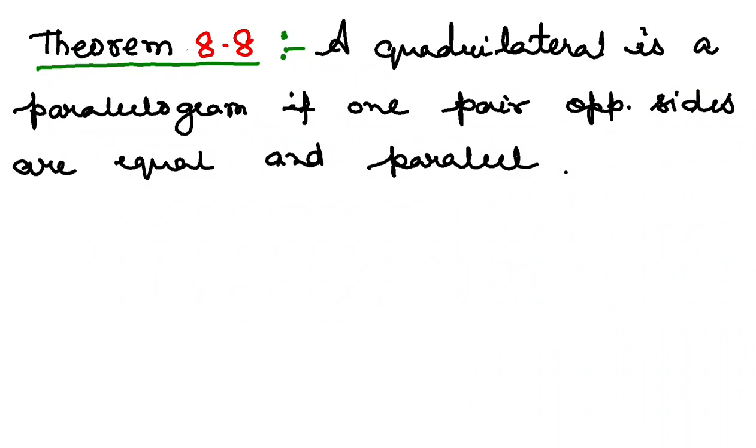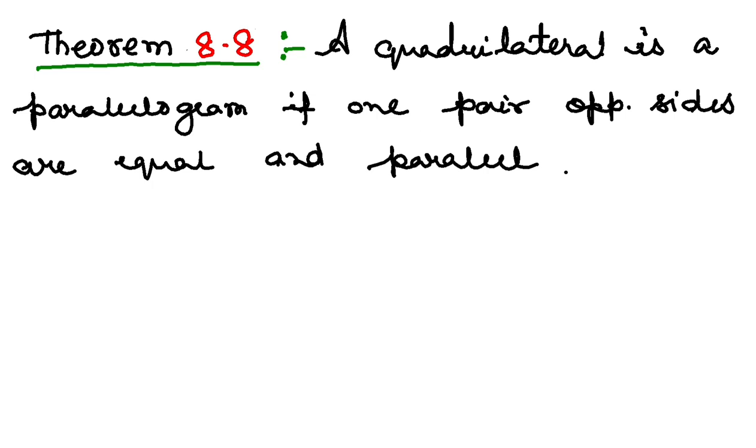Hello students, we are continuing with the theorems of chapter 8. Today let's deal with theorem 8.8. The statement goes like this. A quadrilateral is a parallelogram if one pair of opposite sides are equal and parallel.